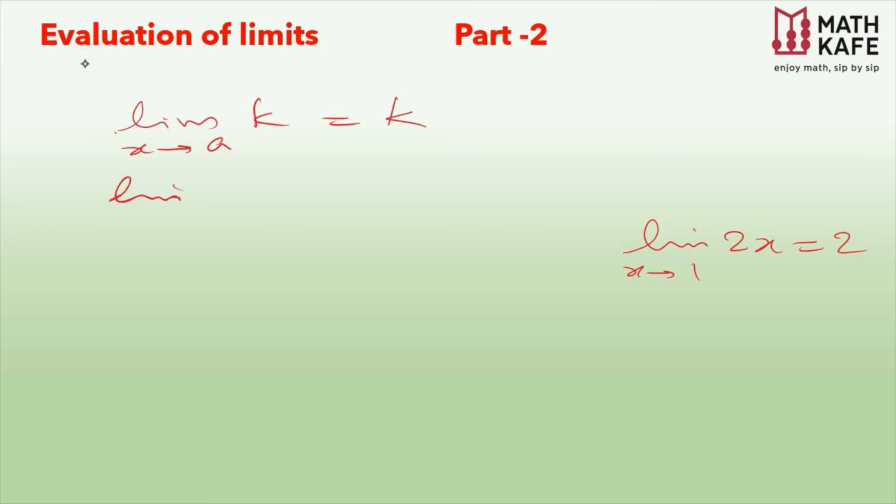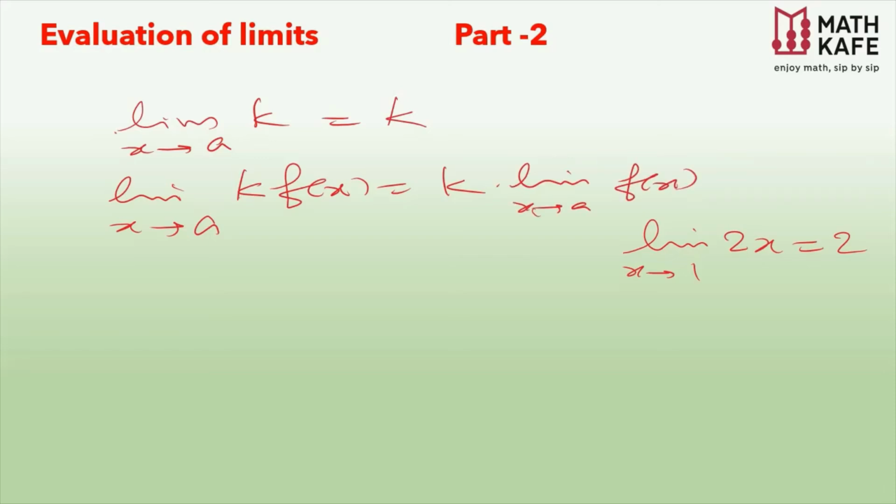Then second property, as I have written there, the same thing. If limit x tends to a, some constant into a function, this will become k into limit x tends to a f of x. Simply this says x is approaching a. If you have any non-x terms, you are always free to push that term outside and evaluate the limit. Now the third property is limit of a sum.